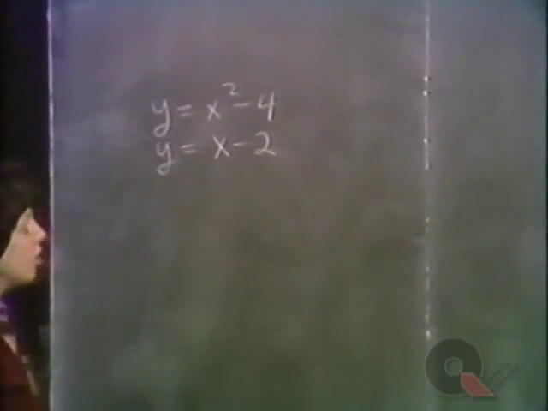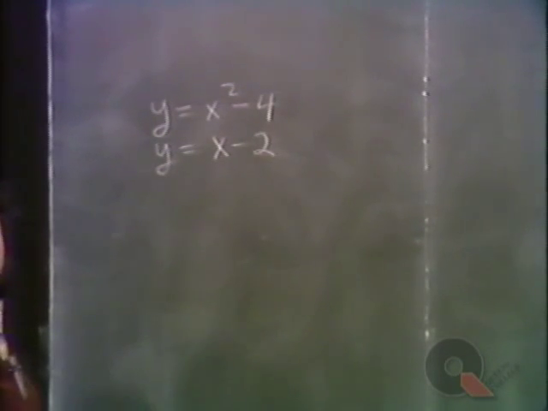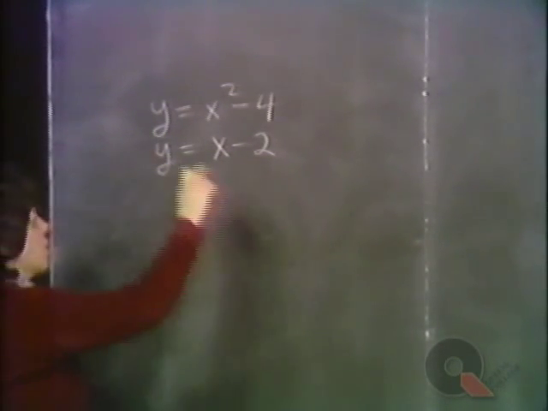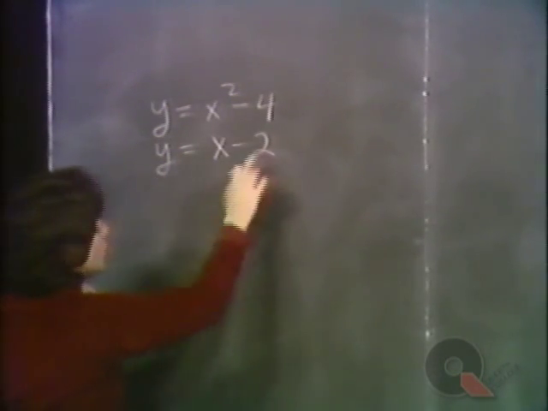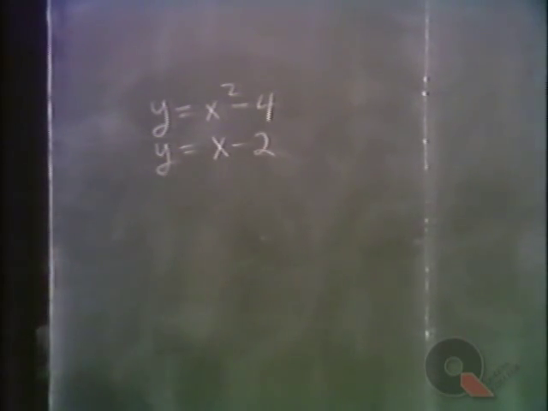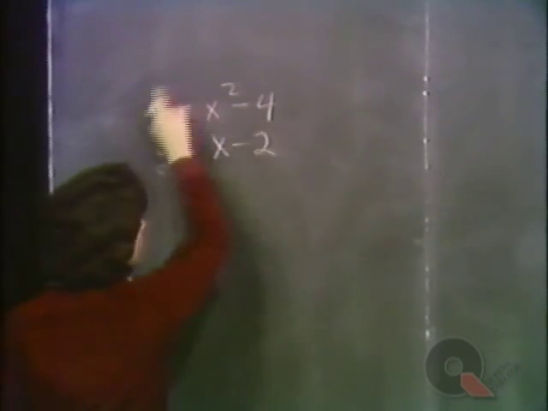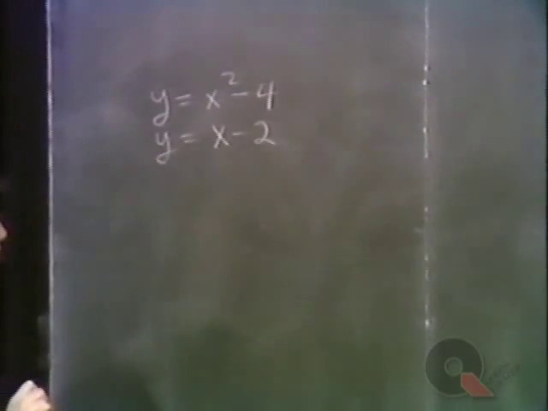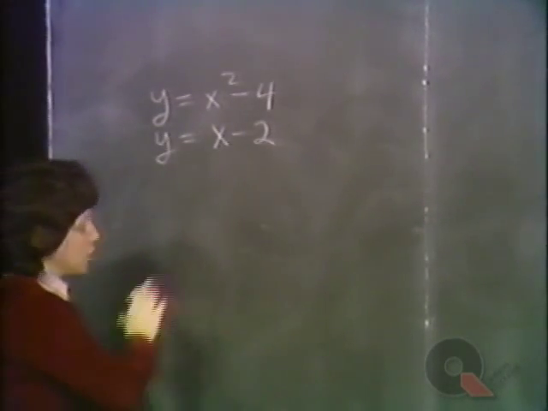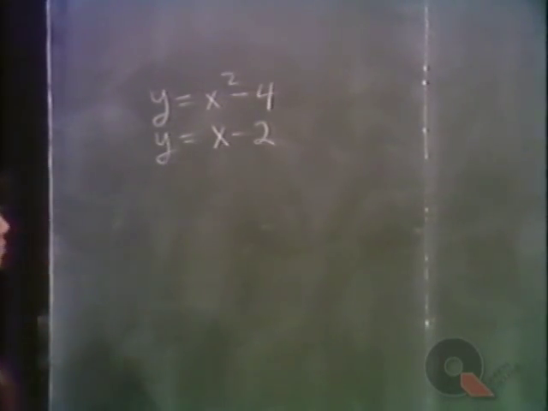From earlier videos, we know that we are dealing here with a parabola and a straight line. The graph of this equation would be a parabola, the graph of this one would be a straight line. We can solve these systems of equations either algebraically or graphically. Of course, a graphical solution is not going to be terribly accurate, but it can give us a rough idea of where the solution should be.